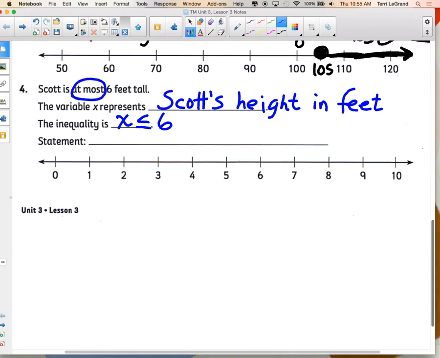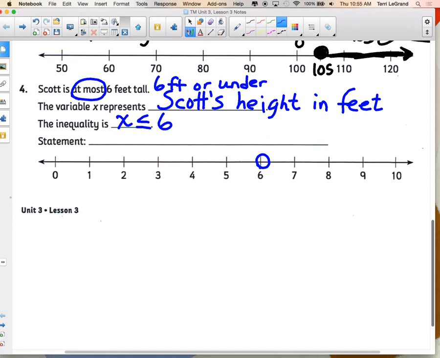So Scott cannot be taller than 6 feet, can he? He has to be 6 feet or under. So this really says at most, so 6 feet or under. That's his height. Okay, so then our inequality statement seems to match that. So now let's graph it.